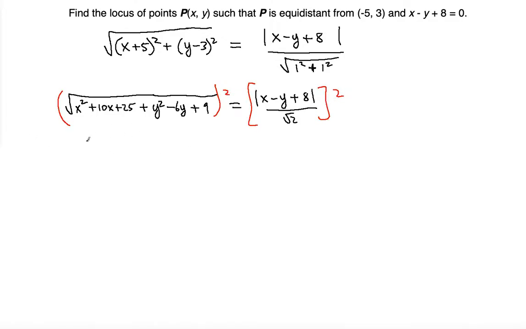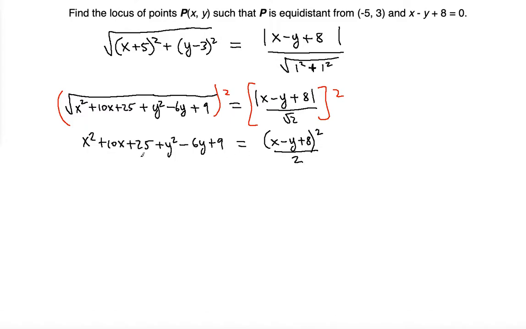So if you square that, you will get x squared + 10x + 25 + y squared - 6y + 9 is equal to, now if you square the absolute value, it's the same thing as just squaring this. If you square the inside, it will make sure it's going to be positive, so the absolute value bar doesn't matter anymore, right? Squaring it means getting rid of the absolute value bar and just squaring the inside. Divided by 2, right? Because squaring the square root of 2 gets rid of the square root, so it's just 2.